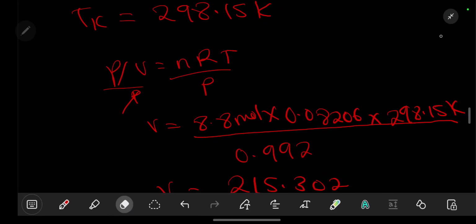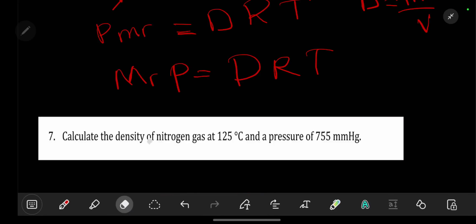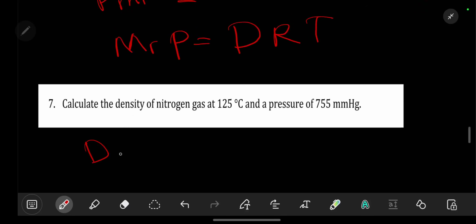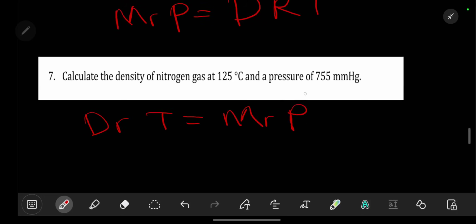Let's answer a question. Let's say we have this question: calculate the density of nitrogen gas at 125 degrees Celsius and a pressure of 755. So we have Dr. T is equal to Mr. P. Knowing this, we are going to convert the pressure to atmospheres and the temperature to kelvins. The temperature in kelvins is equal to the temperature in degrees Celsius plus 273.